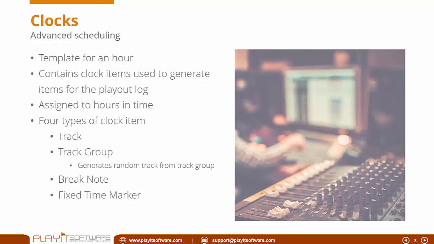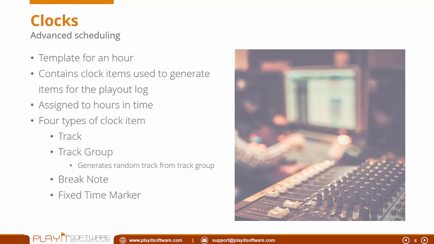A clock is essentially a template for an hour's worth of content. Each clock contains clock items which are used to generate content for the Playout log. Clocks are assigned to particular hours in time, and these assignments are used to generate the correct content at the correct time for the Playout log.